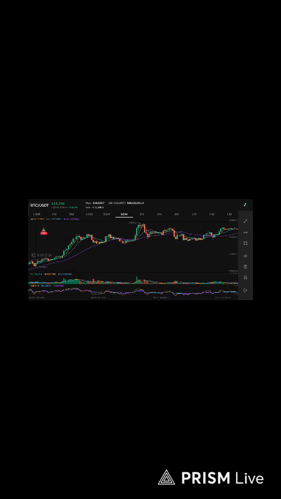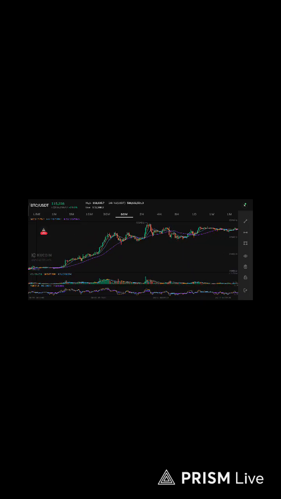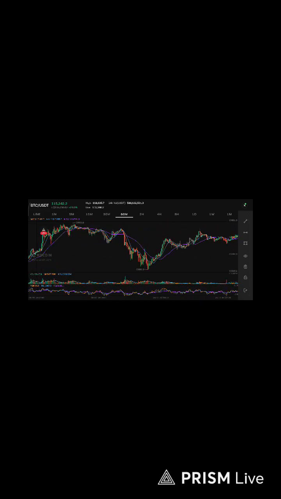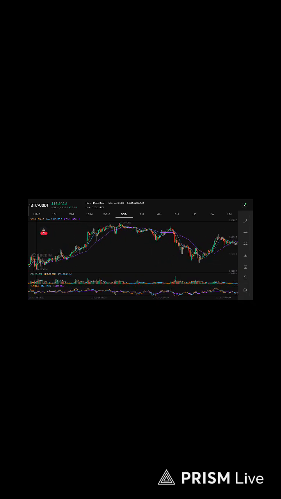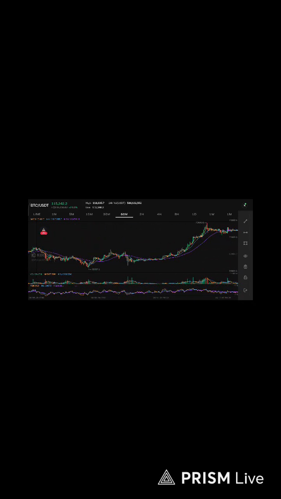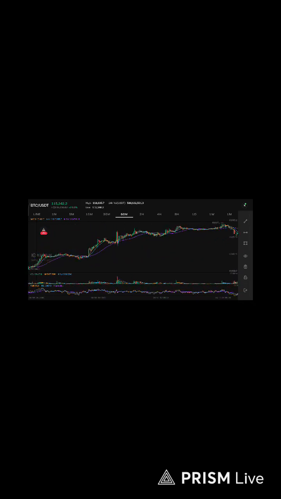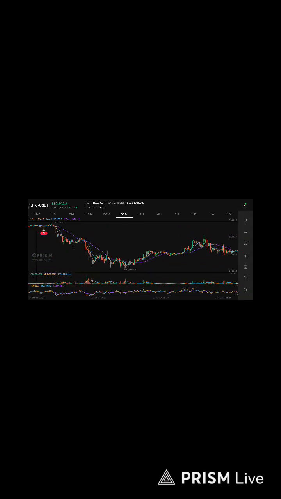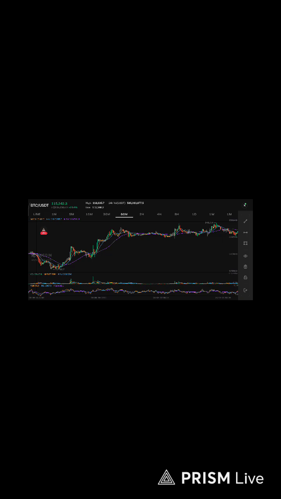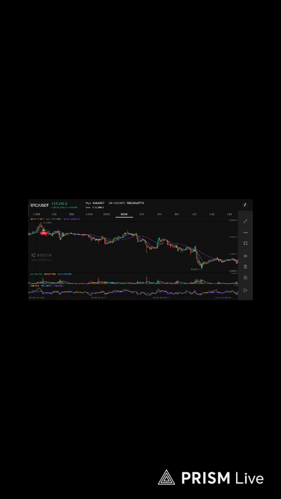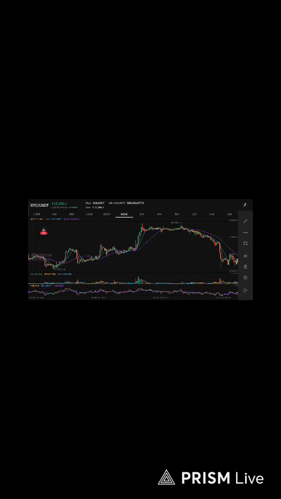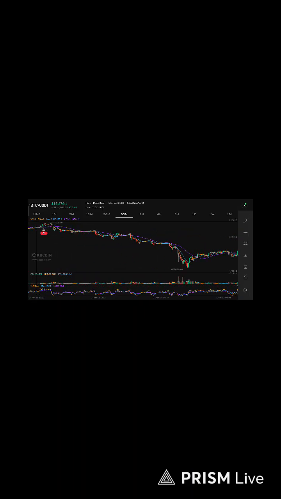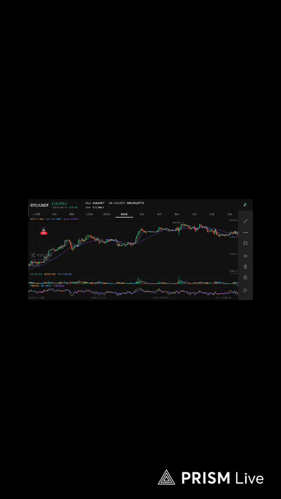This is also an example of bullish engulfing. Some of these trades need patience. I'm looking for a bullish engulfing at either a support level or a resistance level. That's what I'm trying to figure out.